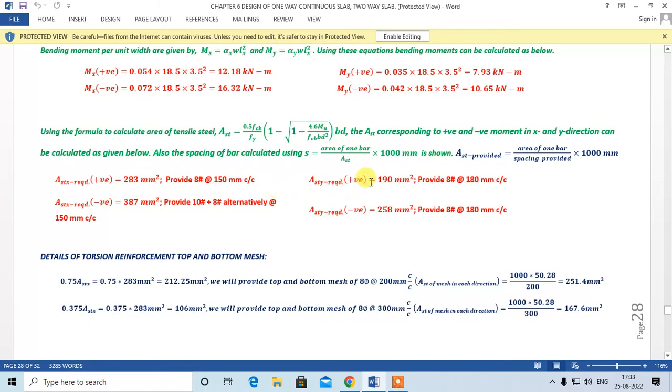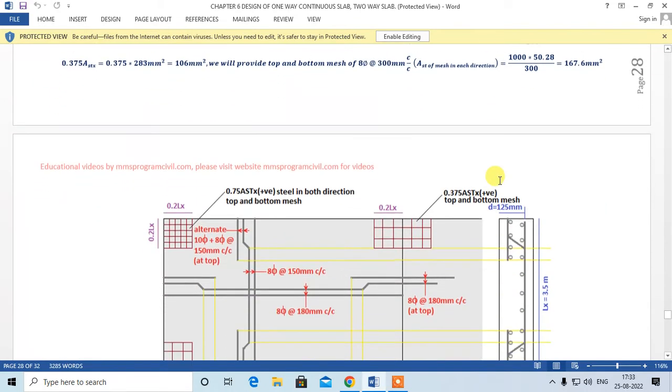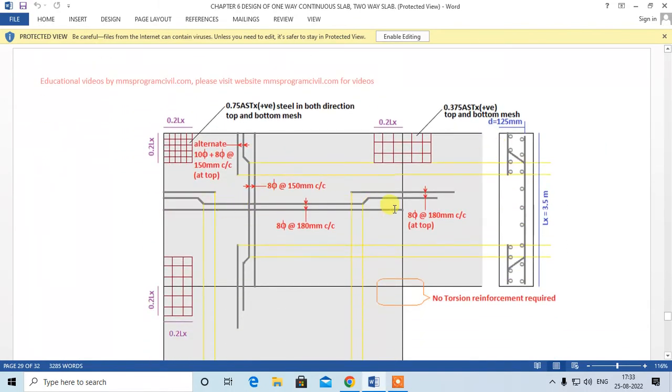AST positive is 190 mm square is still required. We will provide 8 dia bar about 180 center to center. So this is the steel along the longer direction. We will provide at midspan 8 dia about 180 center to center, right? So one bar is straight, another we take a bent up, straight, bent up, like this, right?